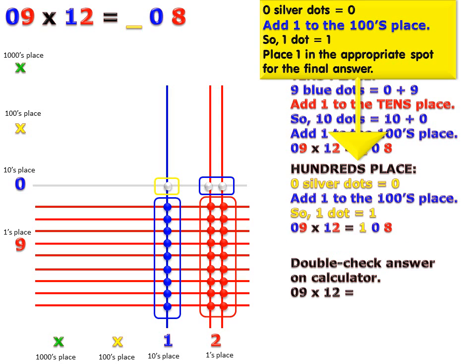Now it's time to count our yellow dots if we had any, but as you notice, in that field we have 1 silver dot, which equals 0. So we're going to add, remember from the previous section, the tens section, we need to add 1 to the hundreds place. So now instead of 0 dots, we have 1. And we'll place 1 in the appropriate spot in the answer field. So now you see 9 times 12 equals 108.